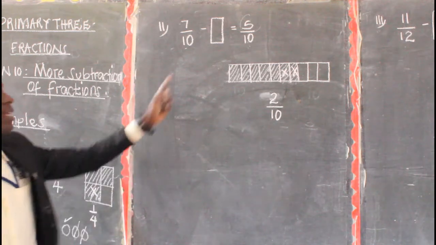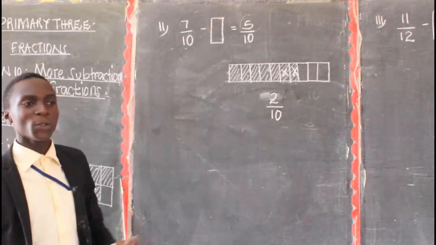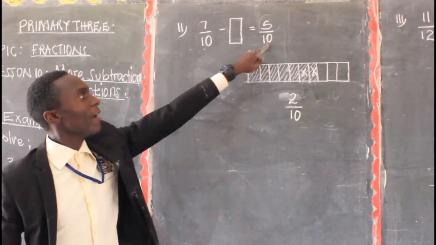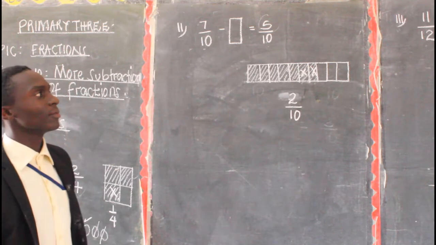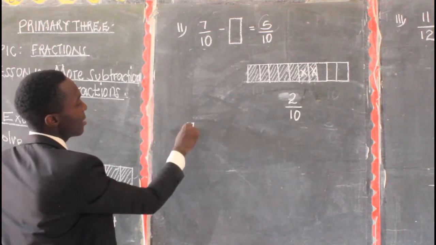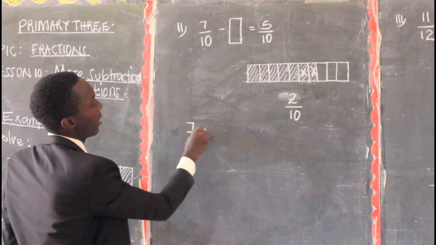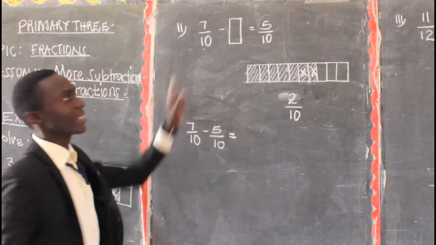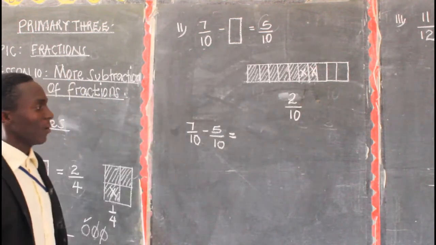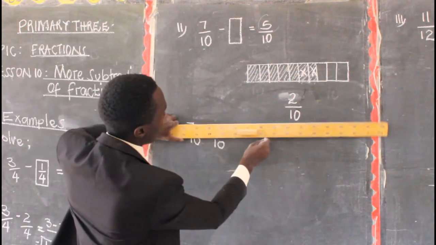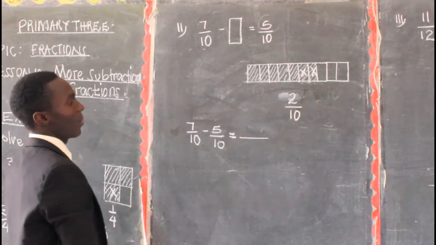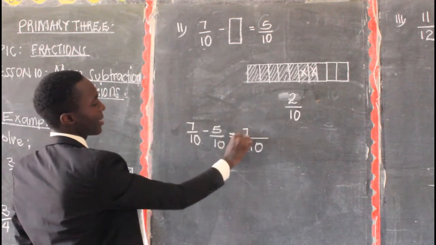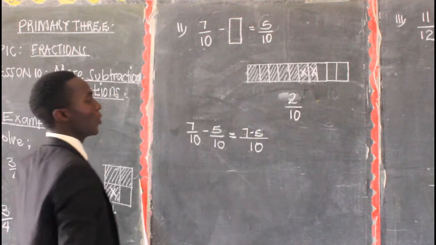I told you that if you want to get also a number in between here, you can subtract the 5 out of 10 from 7 out of 10. Just subtract, you get 7 out of 10 minus 5 out of 10. What do you get? You just subtract this one from this one. You get, remember, your common denominator, that is 10. You say it is 7 minus 5. What do you get, 7 minus 5?